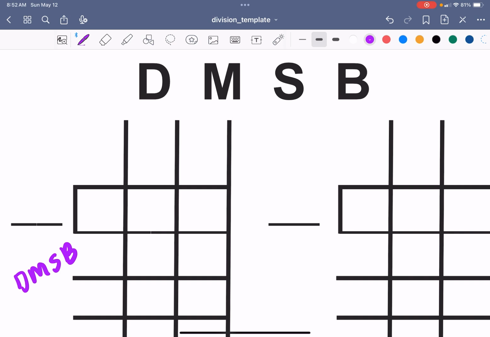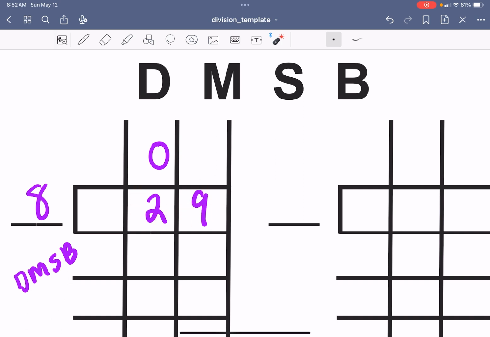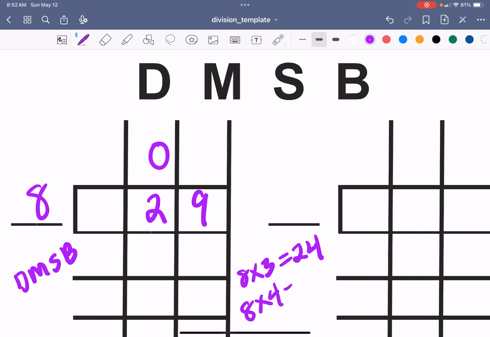Let's divide 29 by 8. So I need to divide every number. I'm going to start with the 2. 2 divided by 8 is 0. So now the new number is 29. How many times can 8 go into 29? I know my times tables. I know that 8 times 3 is 24. Sorry. And I know that 8 times 4 is 32. So 4 would be too big.